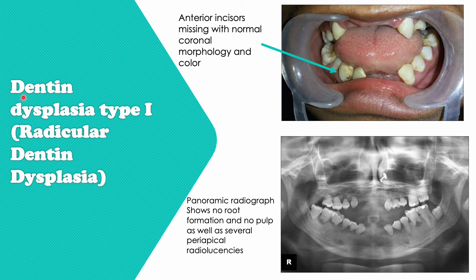Here we have dentin dysplasia type 1, also known as radicular dentin dysplasia. Clinically, these teeth look fairly normal, with fairly normal shape, color, and size. The anterior teeth are missing, but why? Further in the radiograph, we see no root formation and no pulp, as well as several periapical radiolucencies. This causes the mobility of the anterior teeth and premature loss.